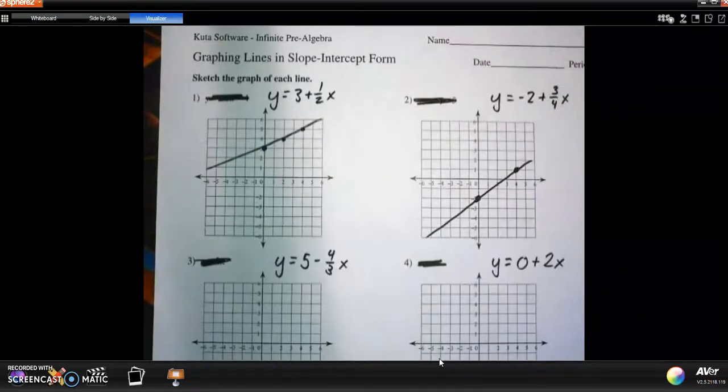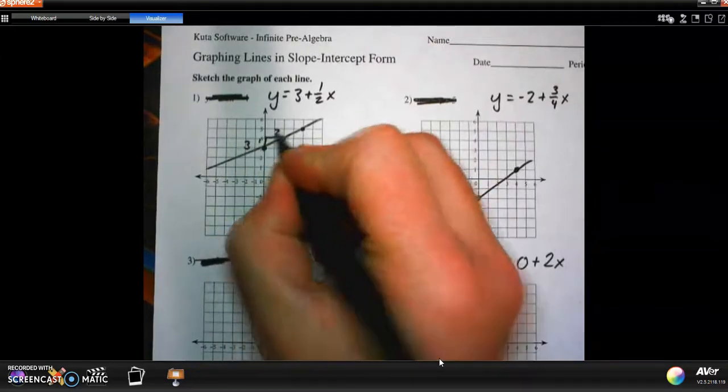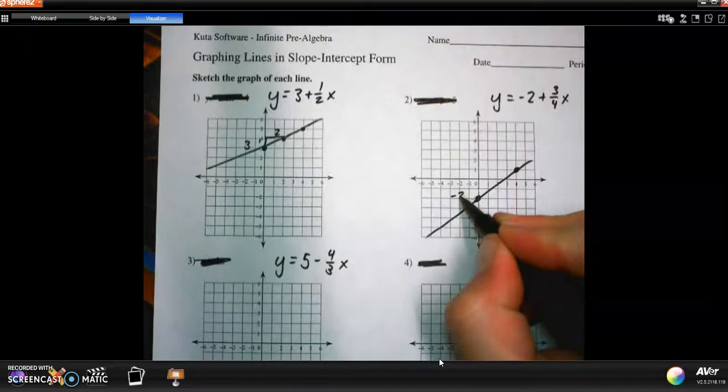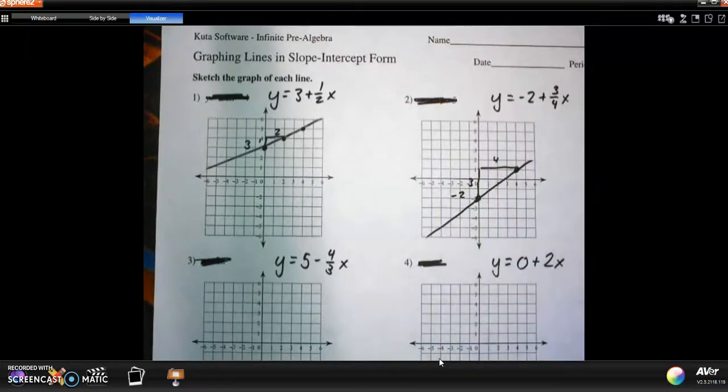Okay, so I've done a couple of these for you. Right, so this is 3, up 1 over 2. This is at -2, and then it's up 3 over 4.